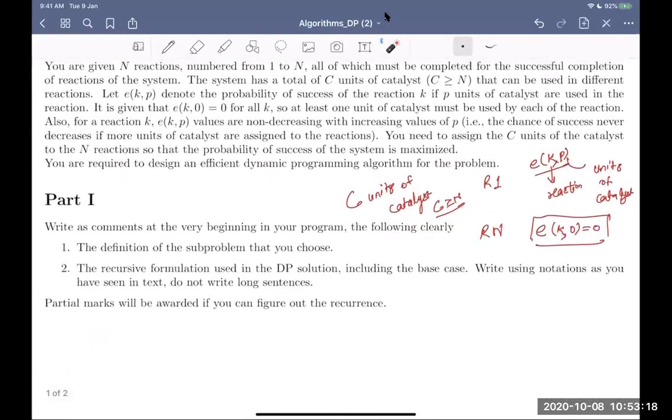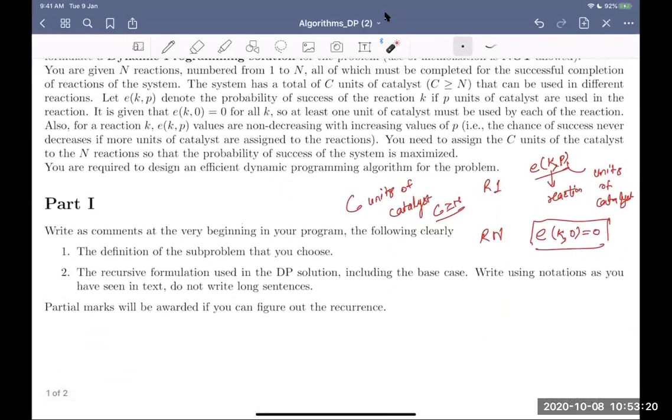So what exactly do we need you to write in your code? First of all, this part is slightly different from earlier assignments. You should be very careful in writing comments in the beginning of your program. What is your solution to the dynamic programming? What do we mean by that? What are the sub-problems that you choose? Define your sub-problem.